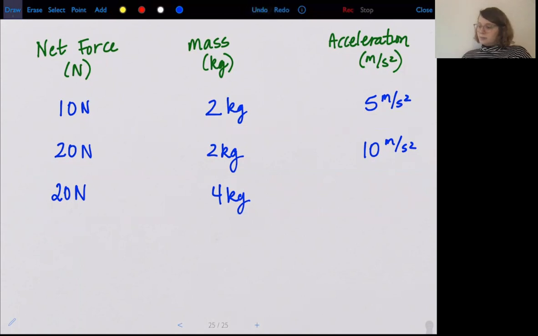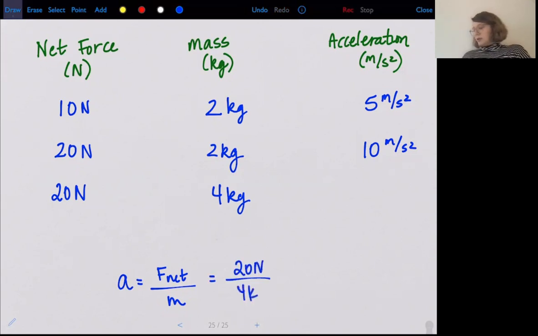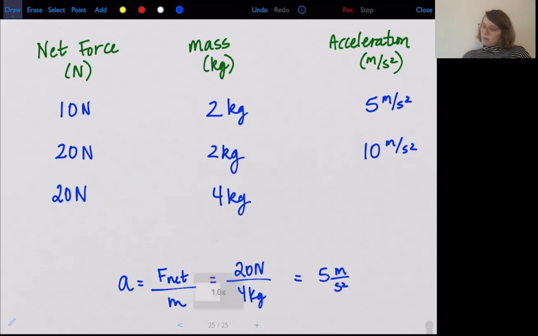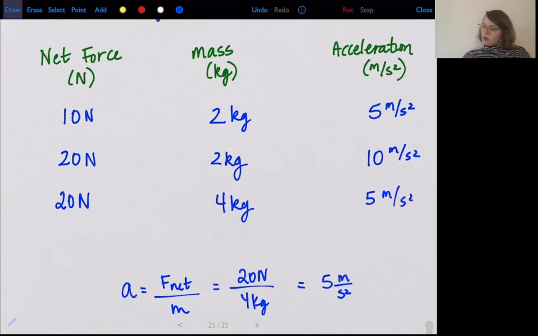The acceleration for the 4 kilogram mass, will it be greater than or less than the acceleration for the 2 kilogram mass? Well, remember that there's an inverse relationship between acceleration and mass. Mass is on the bottom. So if I increase the bottom, I'm going to decrease acceleration. We can prove this mathematically: 20 newtons divided by 4 kilograms is going to give us an acceleration of 5 meters per second squared. So by increasing the mass, I've decreased the acceleration.